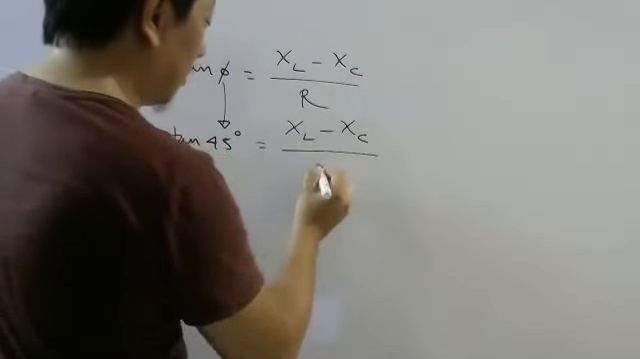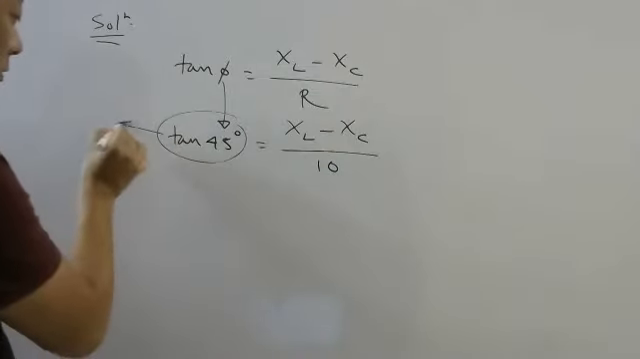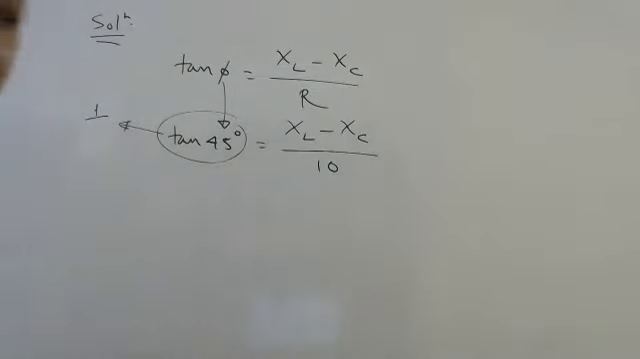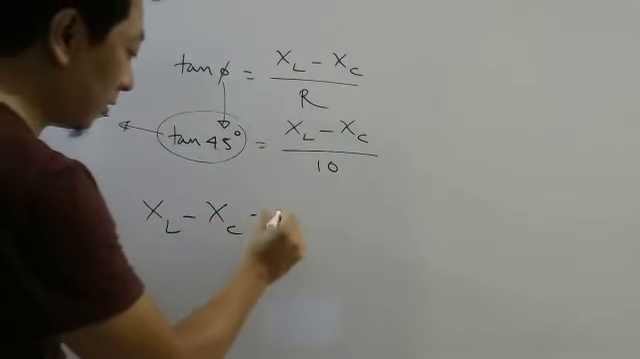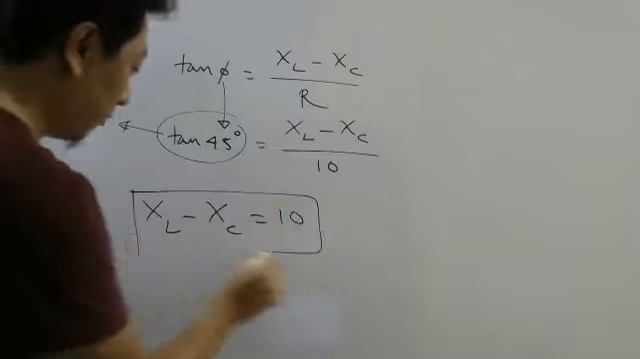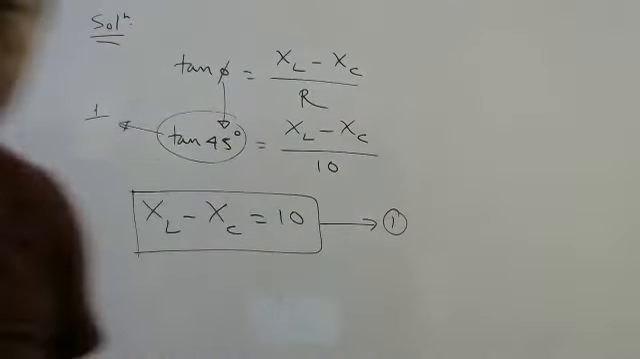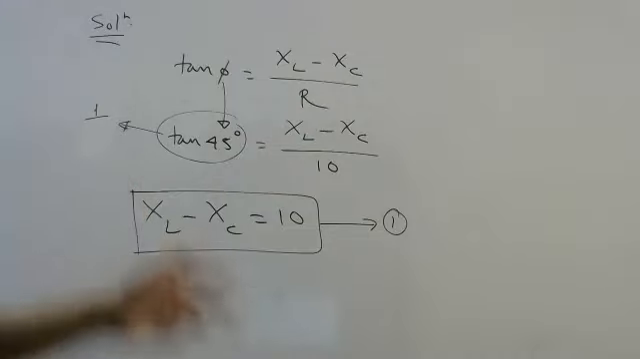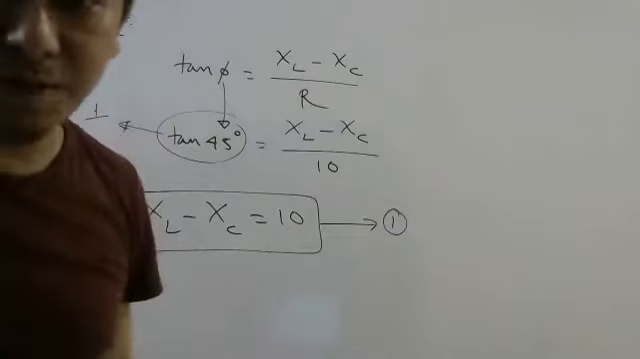R value, how much they told? 10. Tan 45 degree is how much? 1. So if you cross multiply, XL minus XC will be equal to 10. This will give you first equation. Very simple. See, nothing is there. So phase difference they gave you. I started with the formula with phase difference.